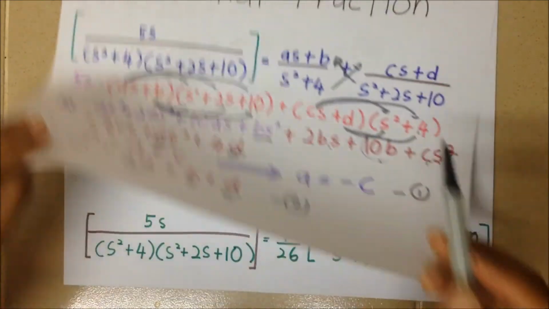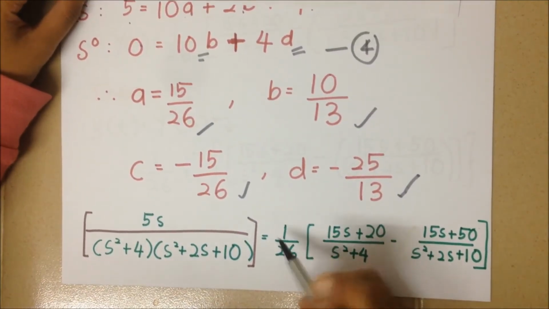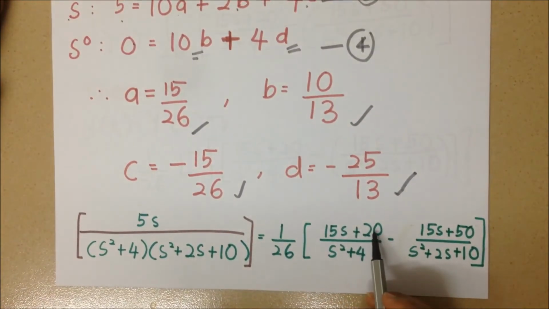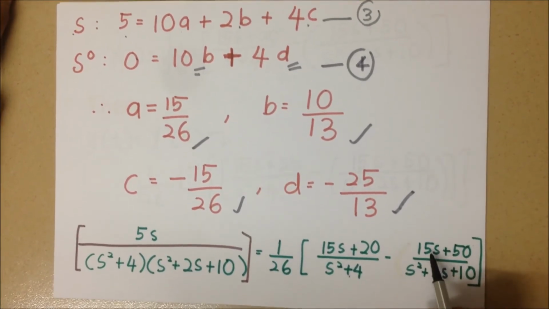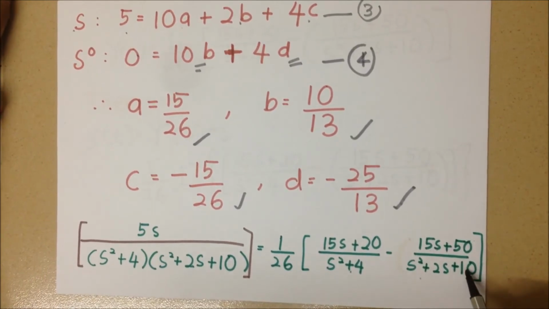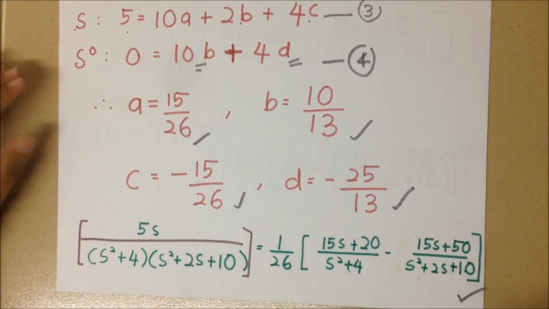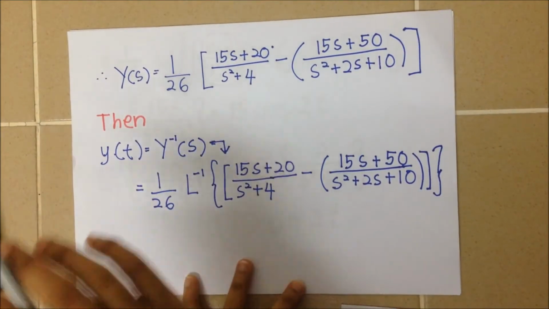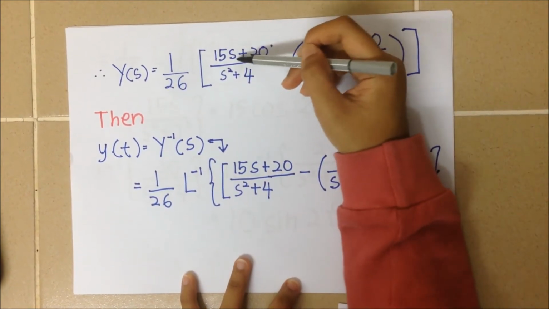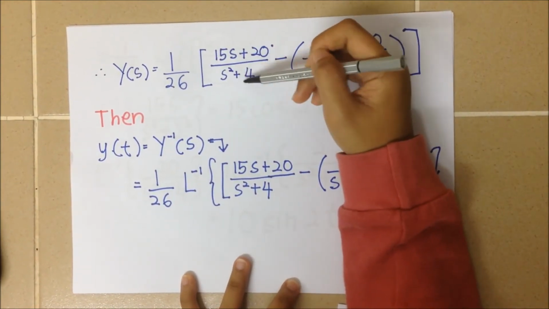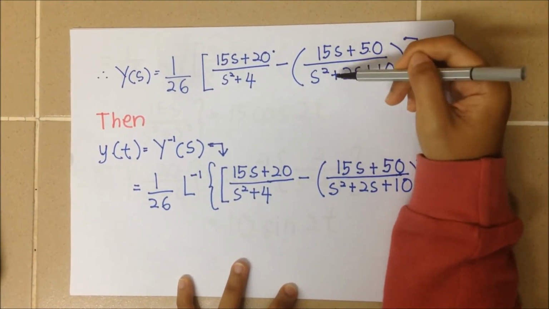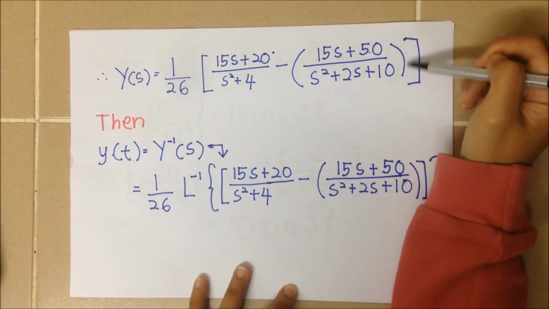Equation partial fraction dia dapatlah 1 per 5S 1 per 26 15S tambah 20 per S squared negatif 15S tambah 50 per S squared tambah 2S tambah 10. Okay. Berdasarkan partial fraction yang tadi tu, kita dapat YS equal to 1 per 26 buka kurungan 15S tambah 20 per S squared tambah 4 tolak 15S tambah 50 per S squared tambah 2S tambah 10 tutup kurungan.